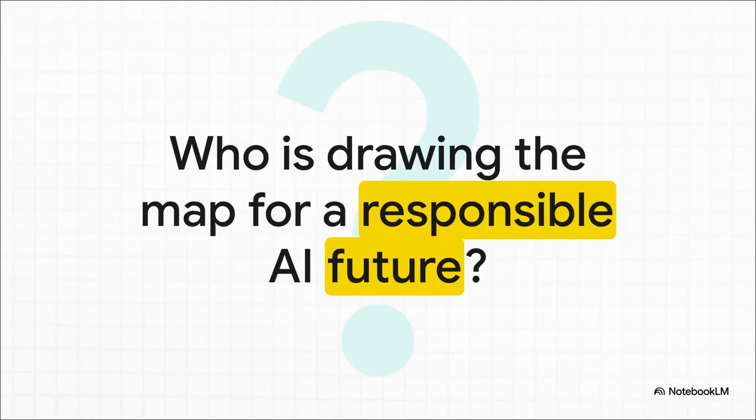And that brings us to our final and maybe most critical question. We have a clear roadmap for how to build AI, right? We get the stages, we see the challenges, we know the tools. But as this technology gets more and more powerful and woven into the very fabric of our lives, the most important question isn't a technical one, it's a human one. Who is drawing the map for a responsible future? Who is making sure that we build all of this ethically and in a way that truly benefits everyone? Now that is something for all of us to really think about.